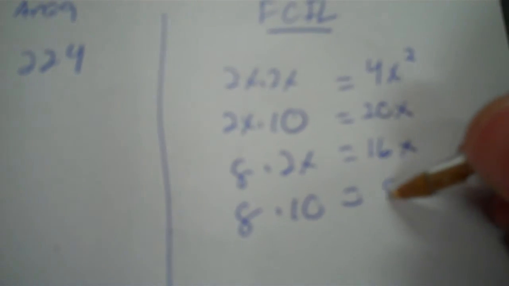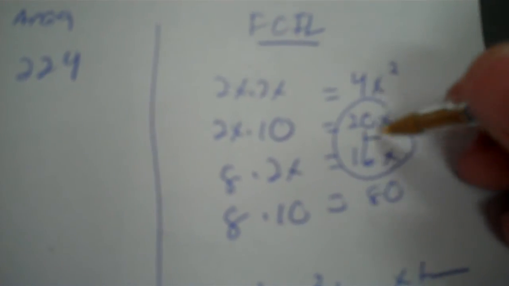Get that out of there. Then 8 times 2x, 8 times 10. So now we're distributing 8. You see x times x, that's x to the second power. 2 times 2 is 4. Then you have x, 2 times 10 is 20. Then x, 8 times 2 is 16. Then 8 times 10 is 80. Now line up your slots so it's simplified.